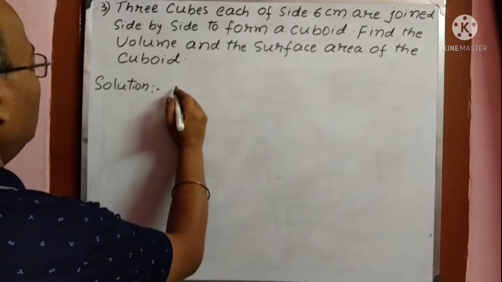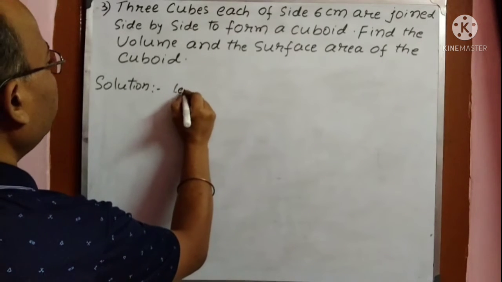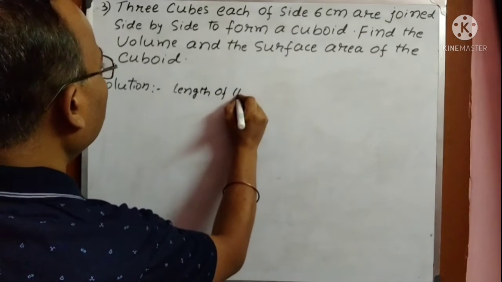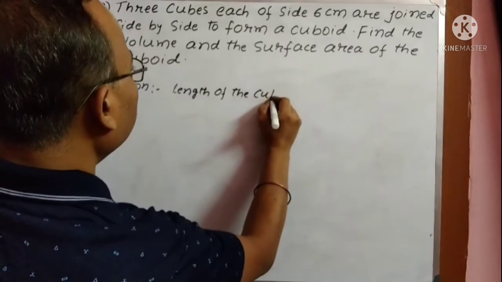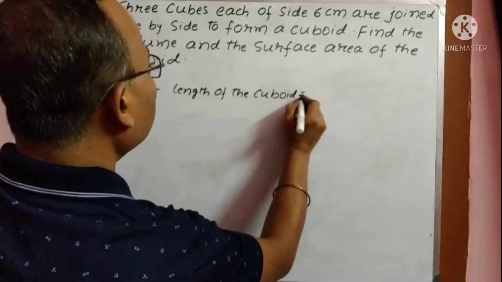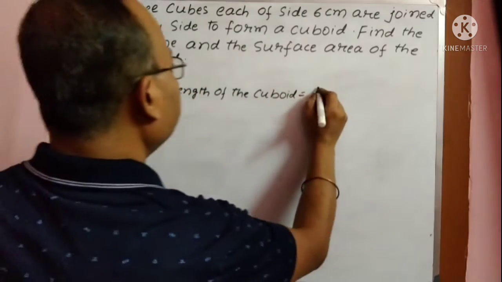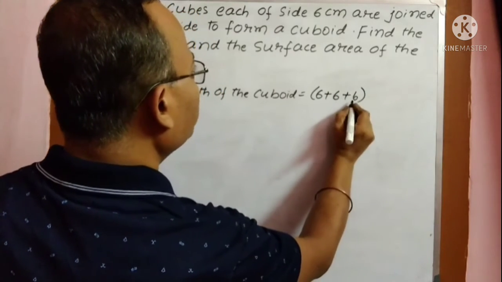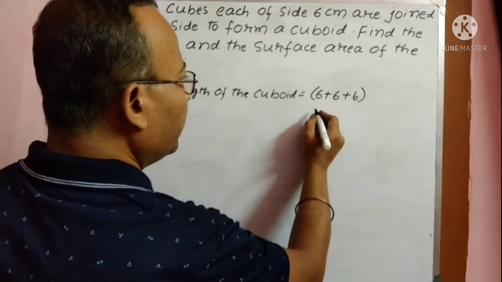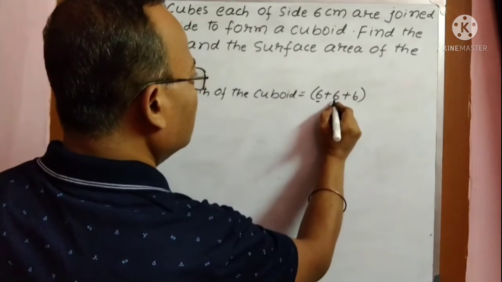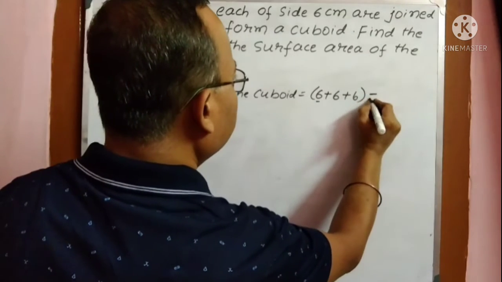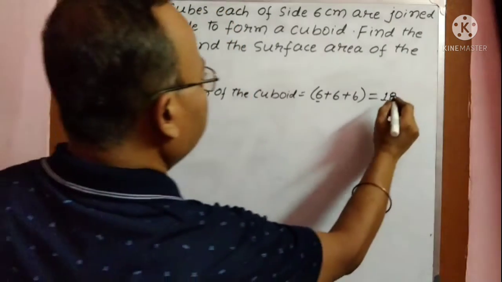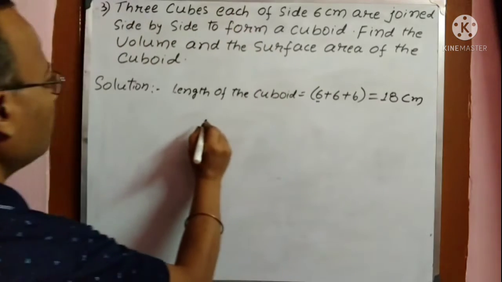So first we will write down what will be the length of the cuboid. Length of the cuboid will be your 6 plus 6 plus 6, as 3 cubes are attached together. So each side is 6 centimeters. So 6 plus 6 plus 6, how much? 18 centimeter. This is the length of the cuboid.